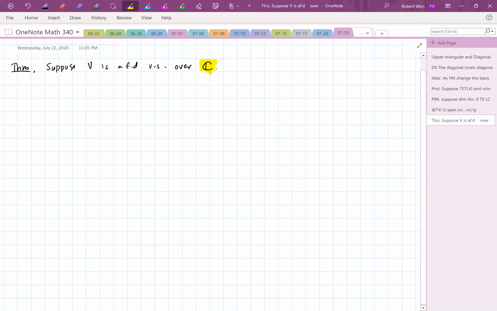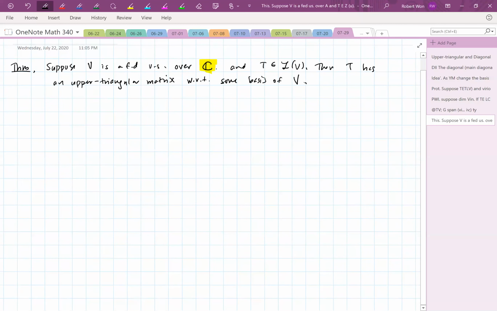I'm going to need to take a bunch of eigenvalues, which I can't always do over R, but you can always do over C. So this is an example of one of these theorems that's true over C and not necessarily true over R. And suppose that T is an operator on V, then T has an upper triangular matrix with respect to some basis of V. Okay, so the analogous diagonal matrix statement is false, as we showed by that example. But you can always choose a basis such that T is upper triangular.